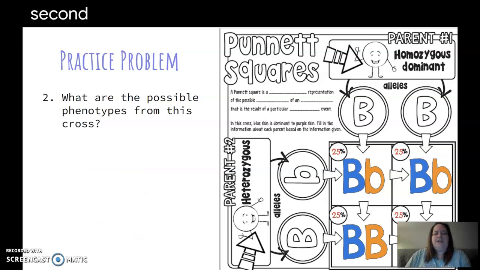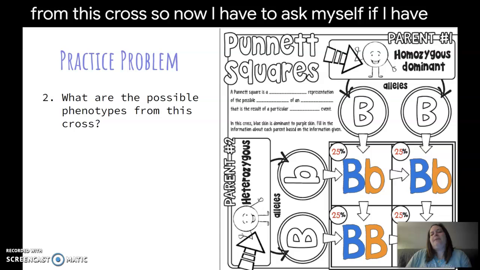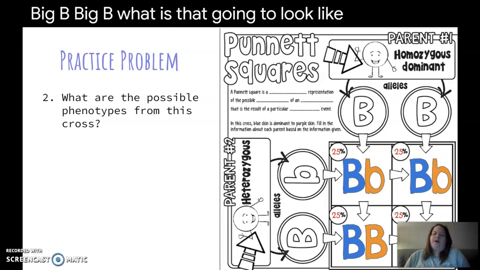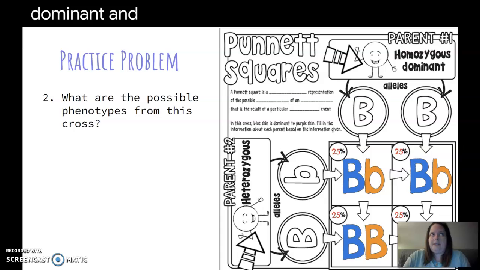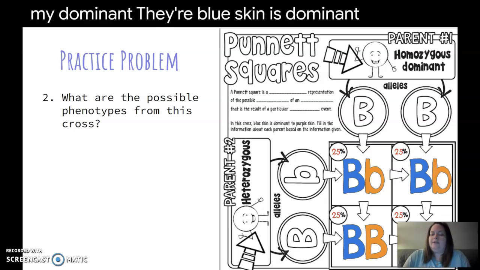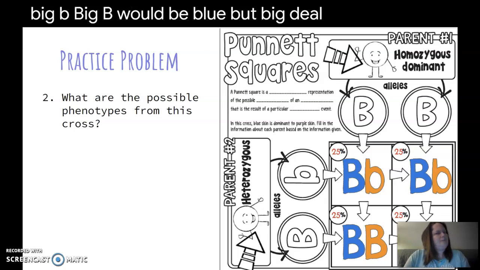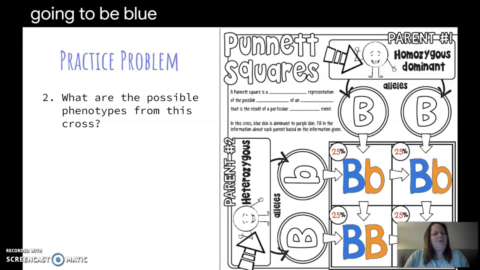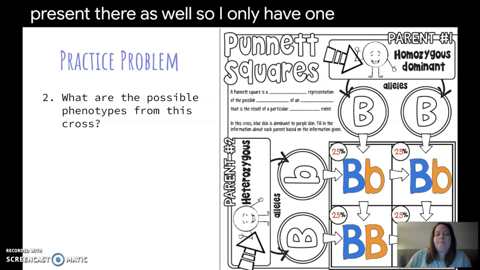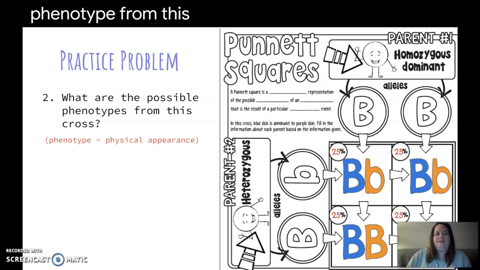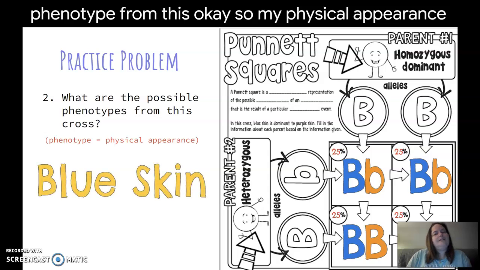All right, second question, what are the possible phenotypes from this cross? So now I have to ask myself, if I have big B, what is that going to look like? So I've got dominant and dominant. So obviously it's going to be my dominant color, which if I read the scenario there, blue skin is dominant, okay? So big B would be blue, but big B, little b is also going to be blue because there's a dominant allele present there as well. So I only have one possible phenotype from this. Okay, so my physical appearance is going to be blue skin.